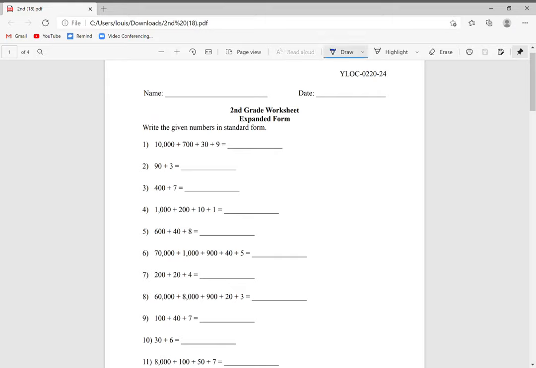To start off with, we have expanded form, and it says to write the given numbers in standard form. What it means in standard form is simply a single number. Let's take number 2 for example, 90 plus 3. Well, that's pretty simple enough, right? That would simply be 93.